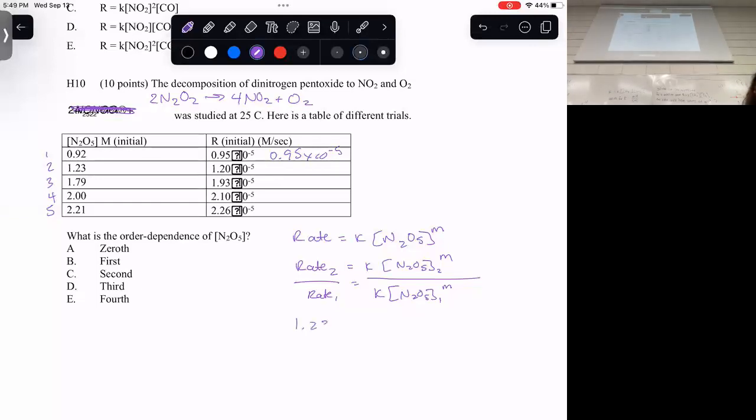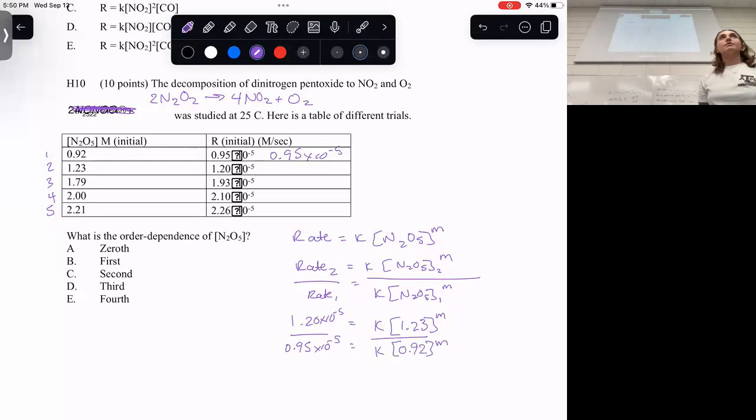K, we don't know, and we actually don't care about it. I'm sorry, this is not 1.23. This is 1.20 times 10 to the negative 5, and the concentration is 1.23, to the M. And then rate 1 is going to be 0.95 times 10 to the negative 5, times K, times 0.92, to the M.